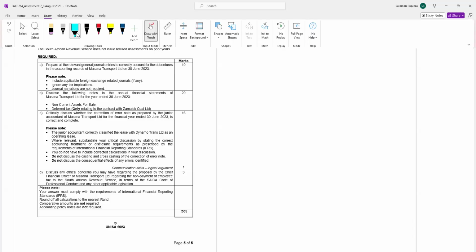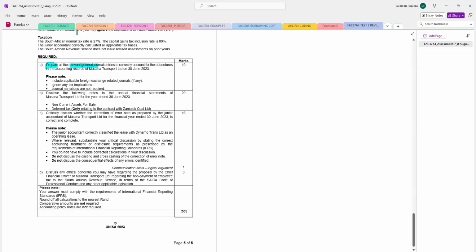All right, so A says prepare all the relevant journal entries. Guys, I think I've said this before, journals are stuck with you, so please make peace with journals. Almost every paper has some journal somewhere. There's definitely going to be a journal in the exam. So for every topic that you do, always look out for which journals are affected, because they can test it in every topic.